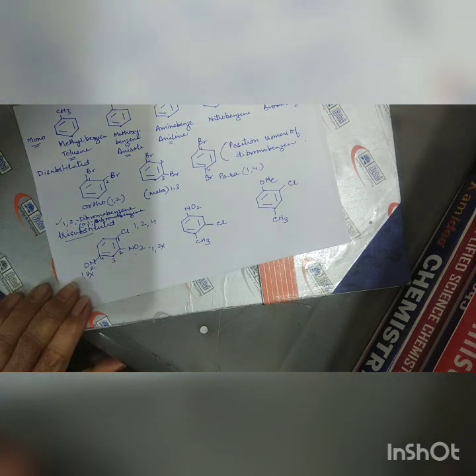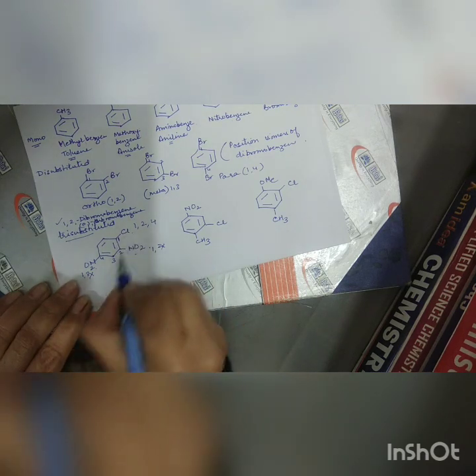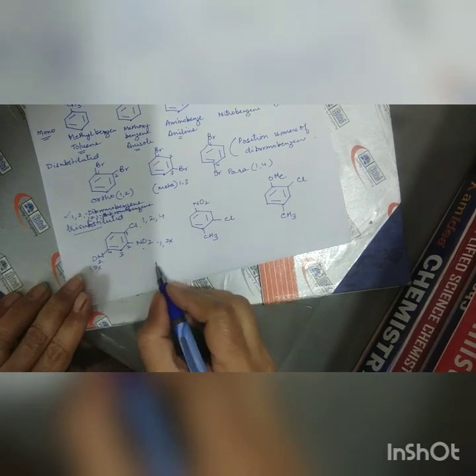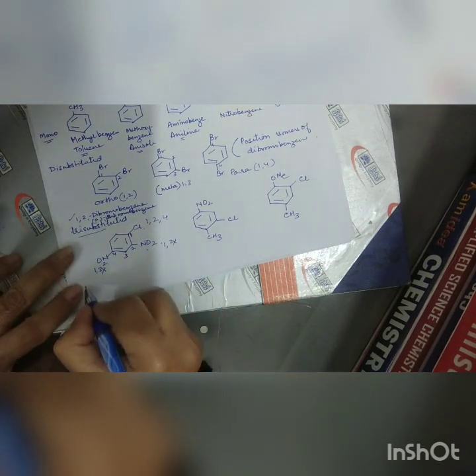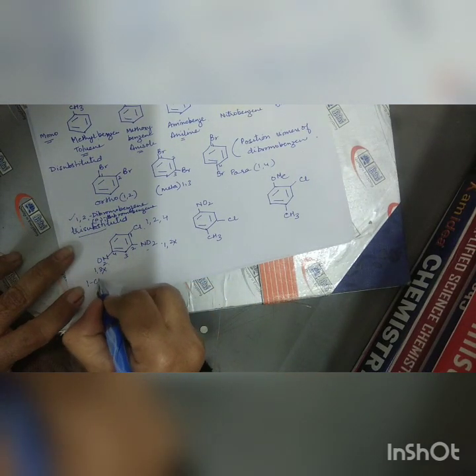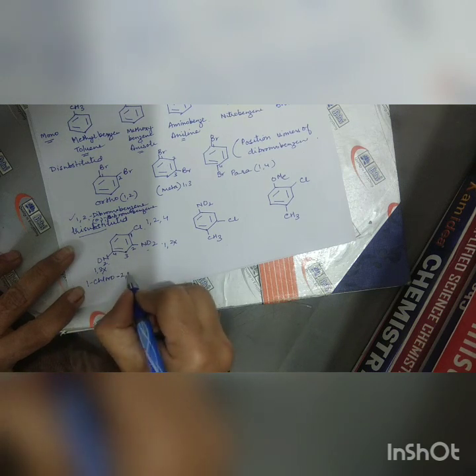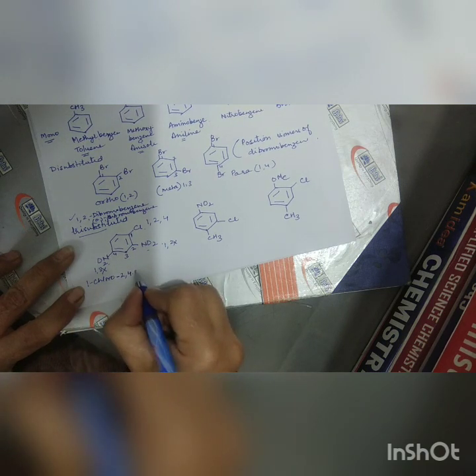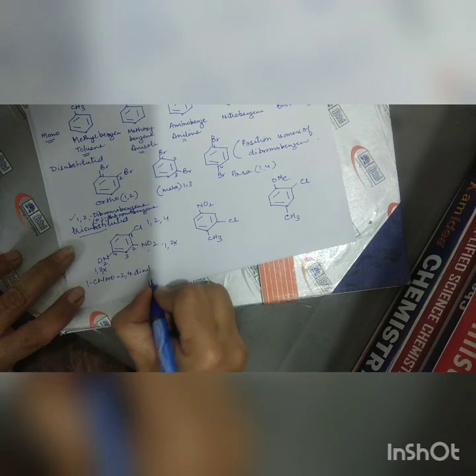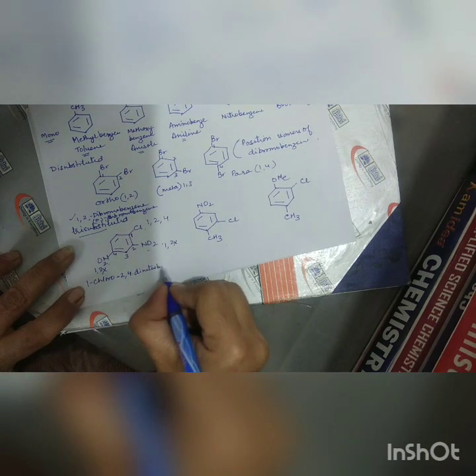When I start naming it, I will realize that alphabetic order needs to be followed. So the name becomes 1-chloro-2,4-dinitrobenzene.